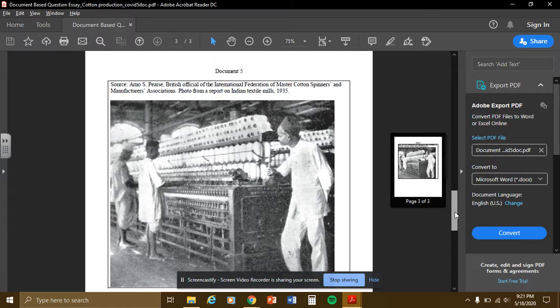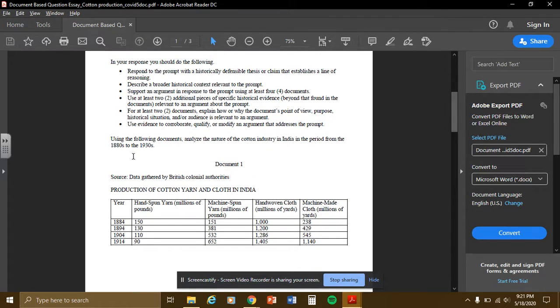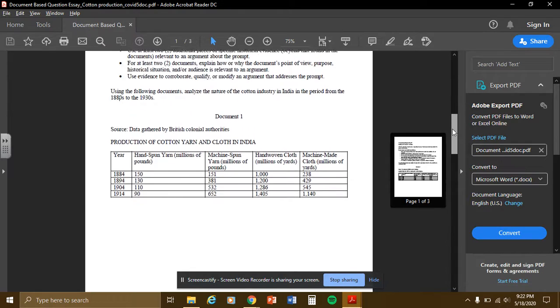Okay. So let's go back to the question, see what it's asking us. Using the following documents, analyze the nature of the cotton industry in India in the period from the 1880s to the 1930s. Okay, so that gives us a couple of different options. You could do a continuity and change over time because you have a period of time. You have a 50-year period of time. So you could look at between 1884 and the 1930s, what's going on.